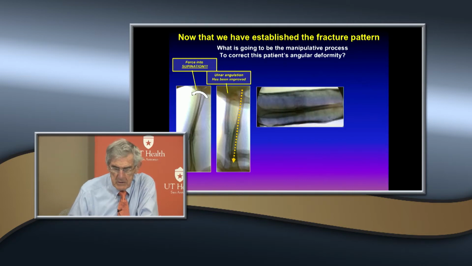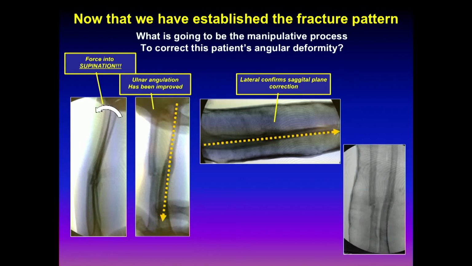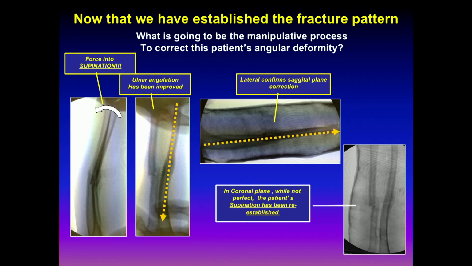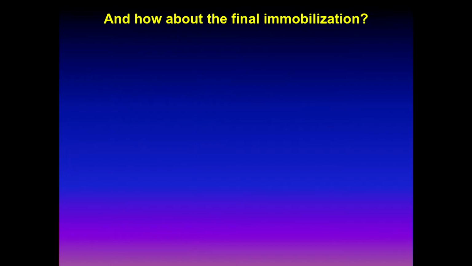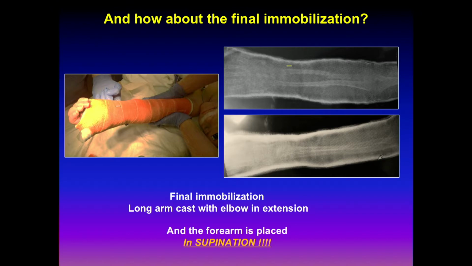So here he is, now in supination, and that confirms the sagittal plane correction. And here he is again in the coronal plane. Well, not perfect, but the supination has been reestablished, and that's within the limits of remodeling. We put this patient in a long arm cast in extension in supination, and the forearm was forced into supination. You can see we included the thumb, and then split the cast and closed it later on.